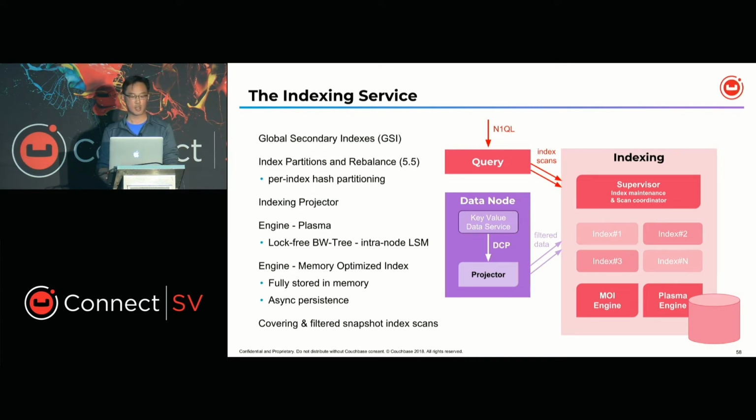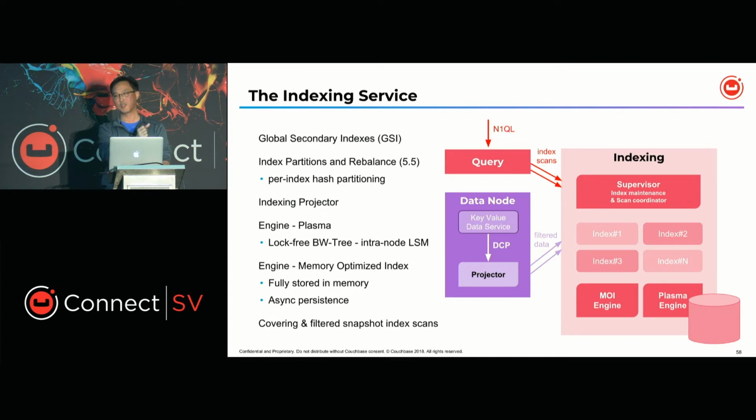Architecturally, one of the interesting sub-pieces is a submodule called the projector. The projector runs on every data node, so it runs close to the primary data. What the projector can do is provide filtering and projection of the DCP stream. You might be building up indexes, but you don't want to send all the data for the entire document across the network.